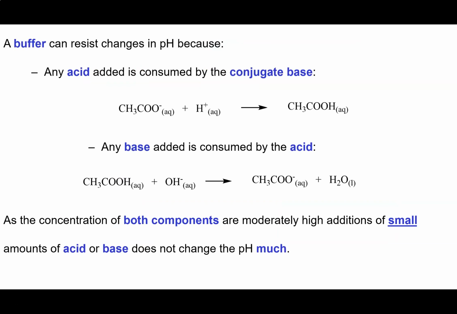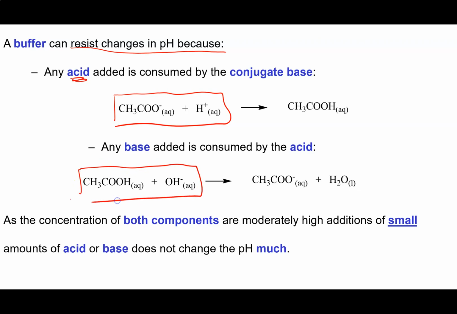So why does the buffer resist changes in pH? If you add any strong acid to it, the conjugate base will consume it. And if you add any base to it, the weak acid will consume it. Because we prepared our solution with a relatively high concentration of both the weak acid and its conjugate base, when we add small amounts of strong acid or strong base, the pH is not going to change that much.